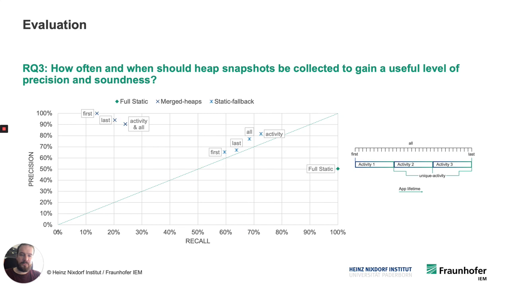Looking at all data points, we can generally say that using heap snapshots in any of the proposed configurations increases precision and reduces recall compared to the pure static analysis. Looking at the results for merged heaps, it can be observed that taking more snapshots gives a better recall but also lowers precision compared to taking fewer. For the static fallback approach, the picture is a bit different. Here, unique activity performs better than taking all snapshots. We conclude that when and how often a heap snapshot is collected has an impact of about 16% on precision and 13% on the recall, with the best overall results being achieved with a single snapshot per activity and the static fallback approach.